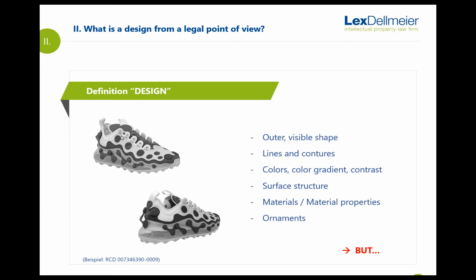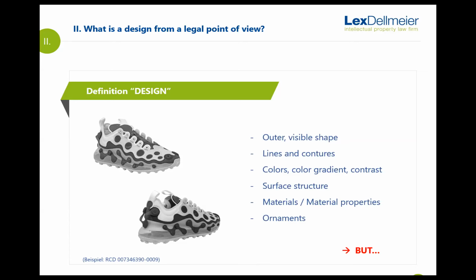And the round circles that are just distinguishing the shoe from other forms and designs that are out on the market. Then surface structure is an important point when we talk about design. Materials that are used for products, material properties, like if a certain product feels very smooth when you touch it, or very harsh, and of course ornaments.